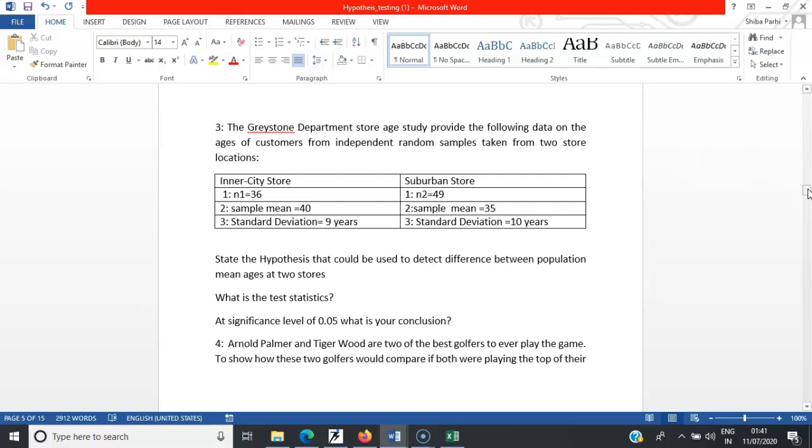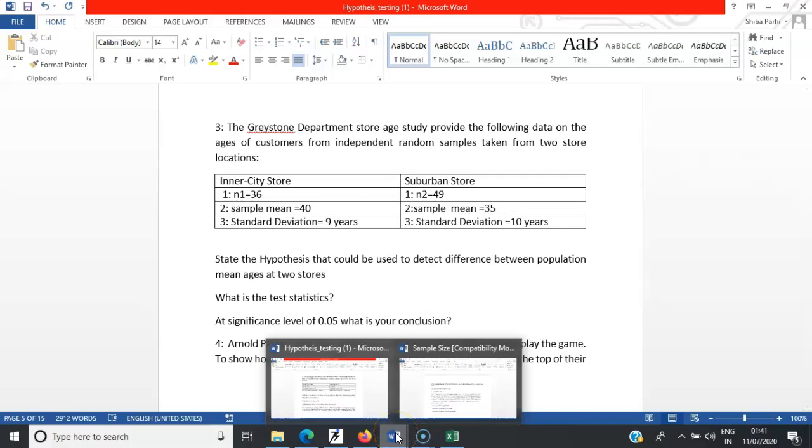So the department store provides the following data, and we are to state the hypothesis that could be used to detect the difference between the population mean age at the two stores. Are they similar or are they different? The populations visiting these two different stores, are they similar in their age group or are they different? So we are finding in the inner city the average age is 40, in the suburban store the average age is 35. So to compare the age, whether they are similar or not, from the sample we want to test the population and we want to make a claim regarding the population.